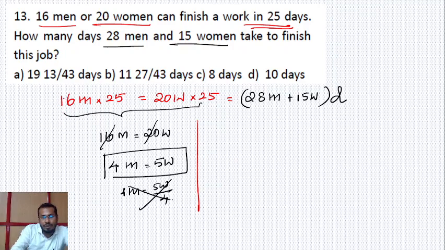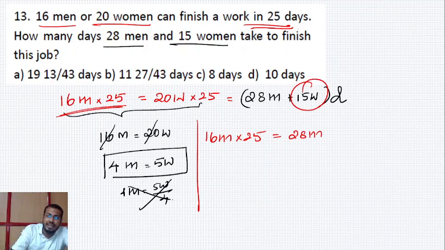Just take any one of these equations. Let me take the first equation: 16 men into 25 is equal to 28 men. Now I need to convert these 15 women into men because I'm comparing with men, so everything should be in men. So 15 women, look at this, 5 women.